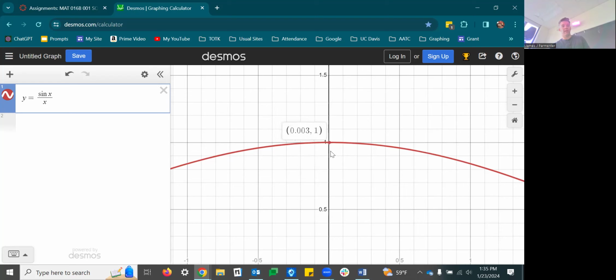But you can see both from the left and the right, the y values certainly look like they're very, very close to 1 as x gets closer and closer to 0. Cool.